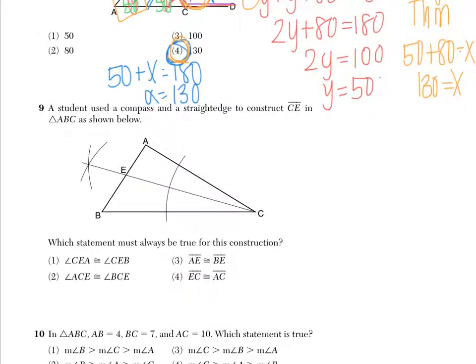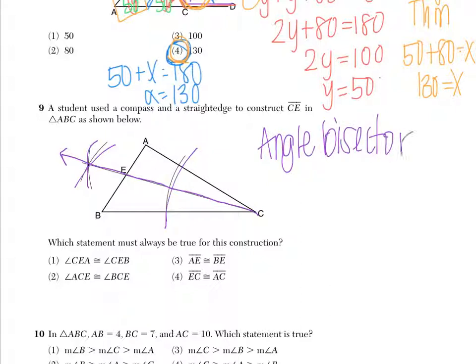Number 9 says a student used a compass and a straight edge to construct CE in triangle ABC as shown below. Which statement must always be true for this construction? Now, if you can recognize this construction as 1 smiley arc, 2 baby arcs, and the line passing through, you would immediately know that this is the construction of an angle bisector. Meaning that the 2 baby angles right here are congruent to each other. Angle ACE is congruent to angle BCE, giving us choice 2.